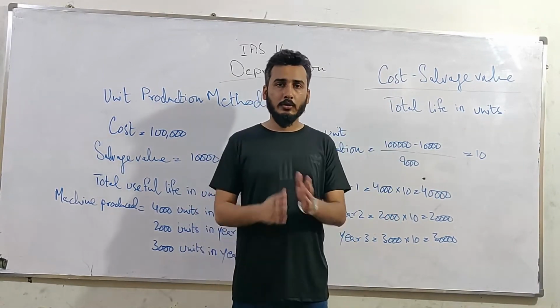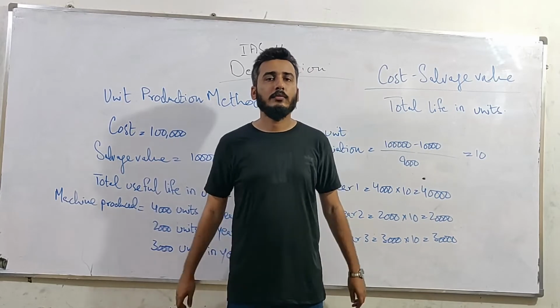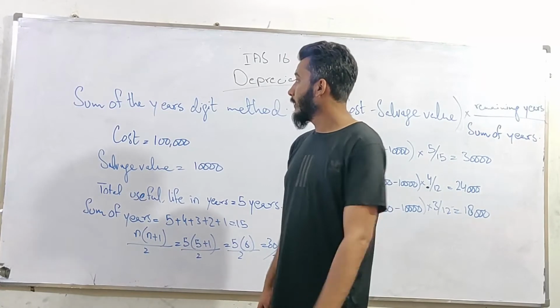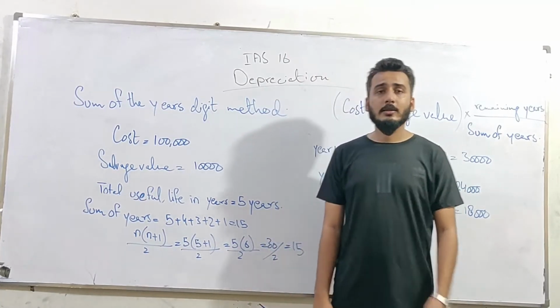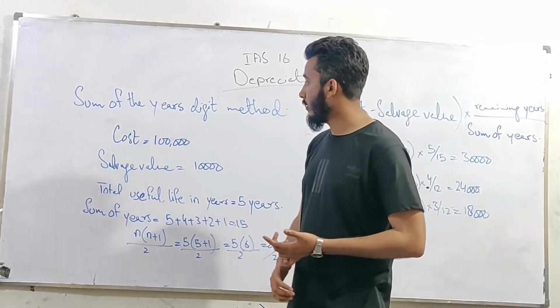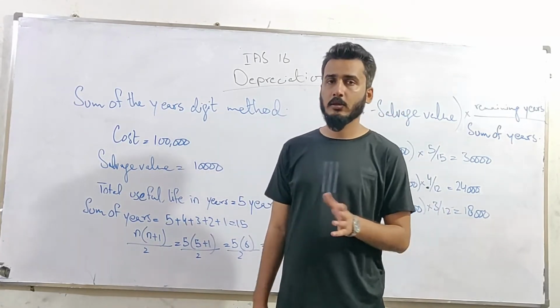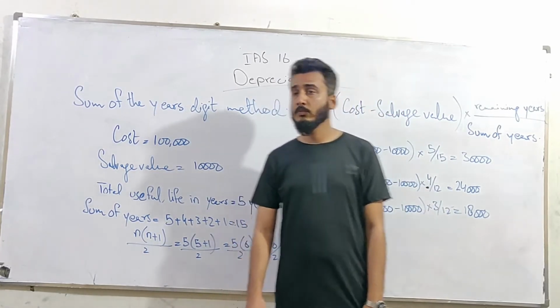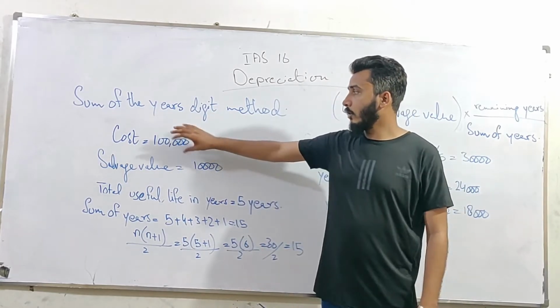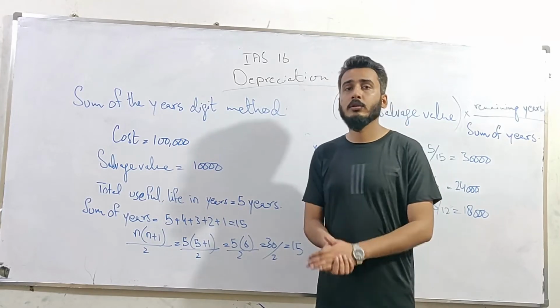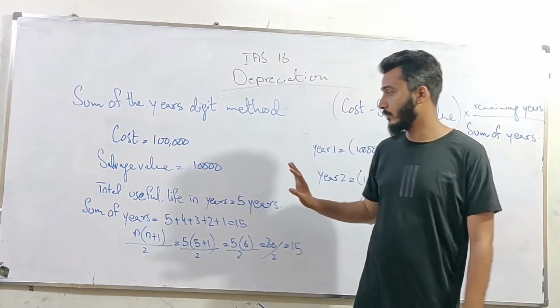Now let us move to the last method, that is the sum of the years digit method. Okay, so here we go to the last one, the sum of the years digit method, and it is supposed to be a little more complex than other methods. So here we have the question. Cost is 100,000, salvage value is 10,000, and the total useful life of an asset is 5 years.